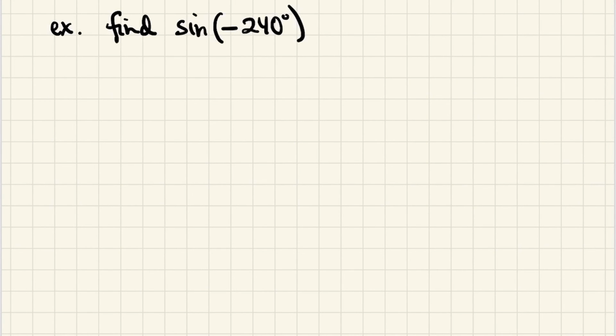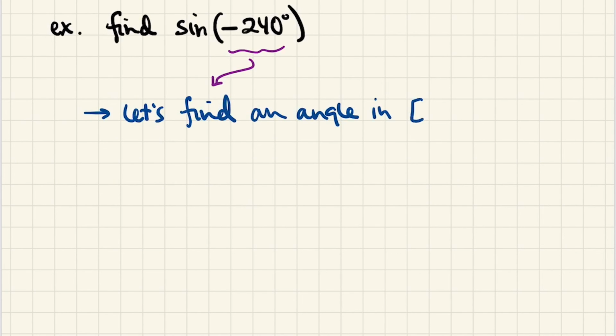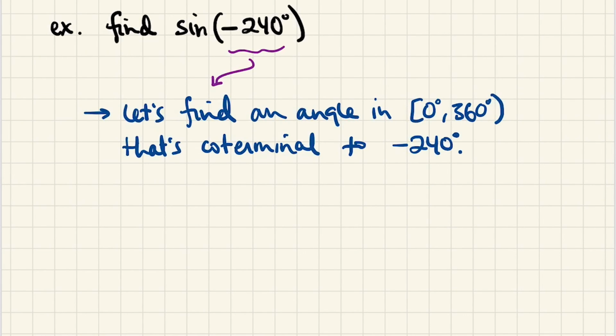Okay, let's find sine of negative 240 degrees. So first thing we need to do is figure out what quadrant that's in and what its reference angle is. And we can figure out both of those by first finding the angle within 0 to 360 that's coterminal to this guy. And so we can simply add 360, we know that'll work. And what do we get? 120 degrees.